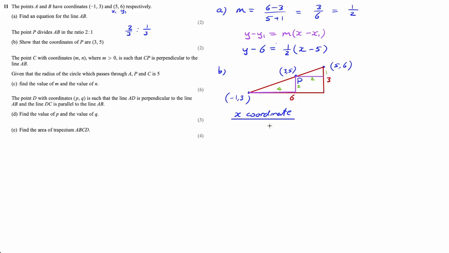The x coordinate is minus 1 plus 2/3 of the distance from minus 1 to 5, which is 6. So 2/3 of 6, which is minus 1 plus 4, which is equal to 3. And then the y coordinate, let's do it over here.